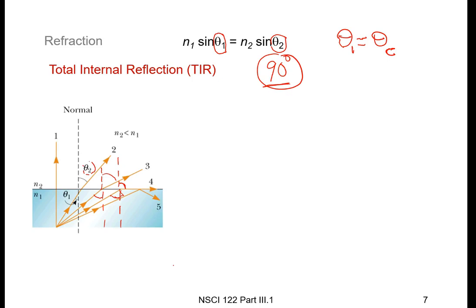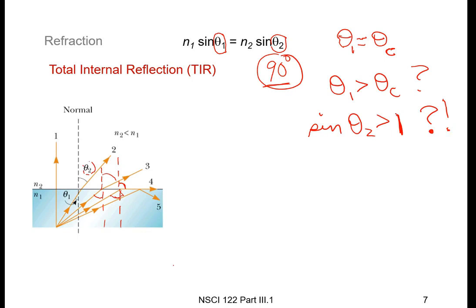But the interesting question is, what happens if the angle of incidence, theta 1, is bigger than this critical angle? Now, if you go up to Snell's law, the law of refraction, it predicts that the sine of theta 2 has to be greater than 1. And if you remember some trig, that's impossible. So Snell's law actually breaks down if the angle of incidence is greater than the critical angle.